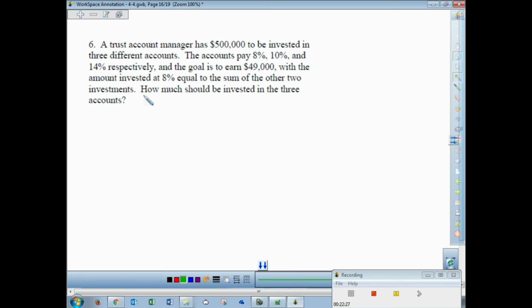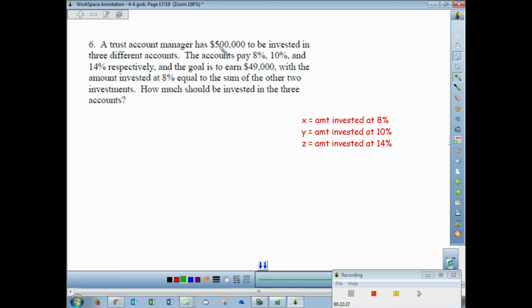First, define the variables. Read the question: how much should be invested in the 3 accounts? So let's define 3 different variables: X, Y, and Z, for the 3 accounts that they listed. Again, pause the video so you can get that written down. Okay, so the question is, when you add X, Y, and Z together, what should they add up to equal?